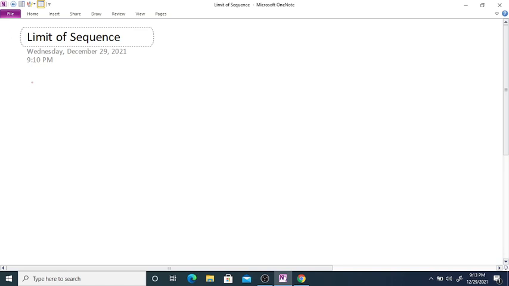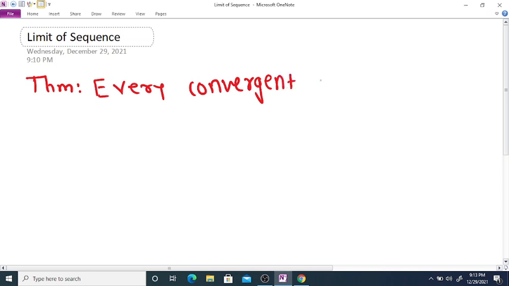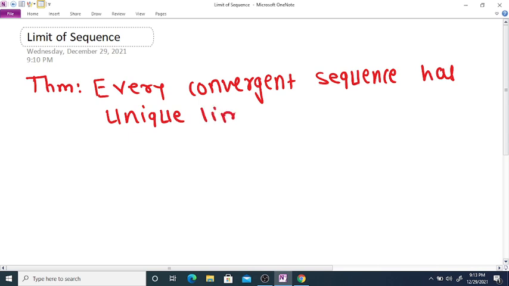Theorem: every convergent sequence has a unique limit, or in other words, if the limit exists then it is unique.